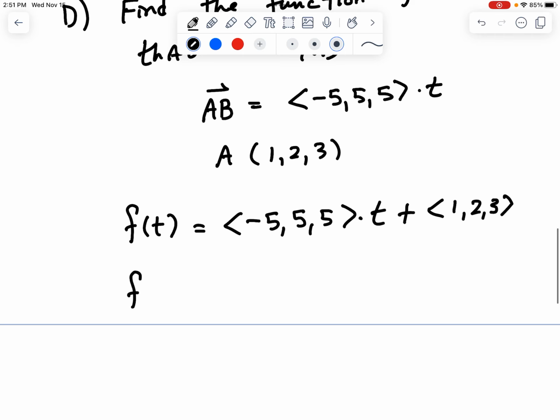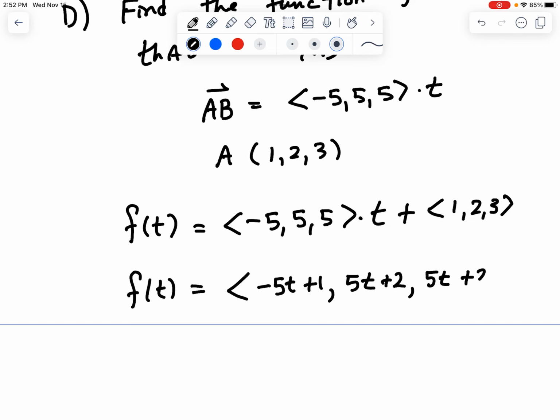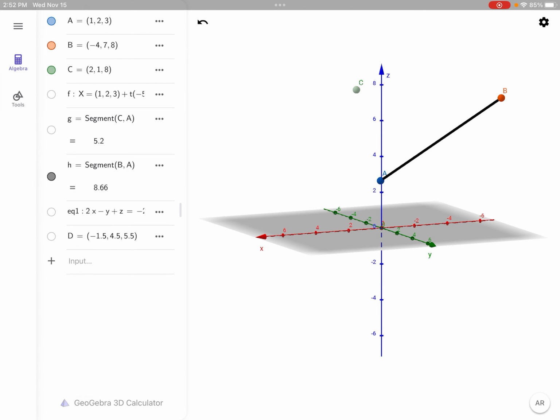And I would prefer to put this all together because it saves a little bit of time later on. So this first component is going to be -5t plus 1. The middle one, or the y component, is going to be 5t plus 2. And then the z component is going to be 5t plus 3. And then I want to go back to the graphing calculator and check that. So back over to the graphing calculator, and I'm done with this segment.